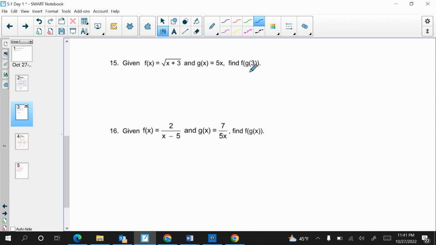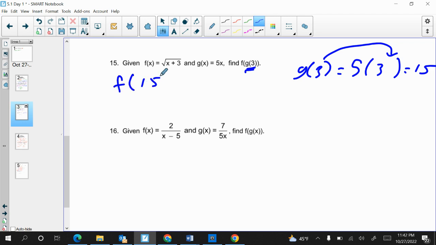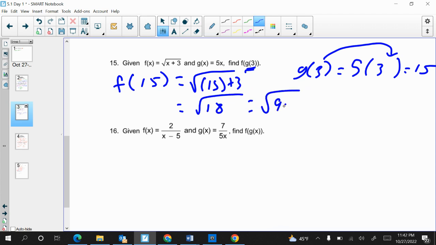Okay, so I start with the inside when I have a number, g of 3. Well, that is 5 times parentheses. I switch out the x with the 3 to get me 15. So that now means I have f of 15. Again, instead of x, I'm going to substitute in 15. So square root of 18. Simplify that up. That is square root of 9 times 2, which is 3 root 2. So that's the answer there.